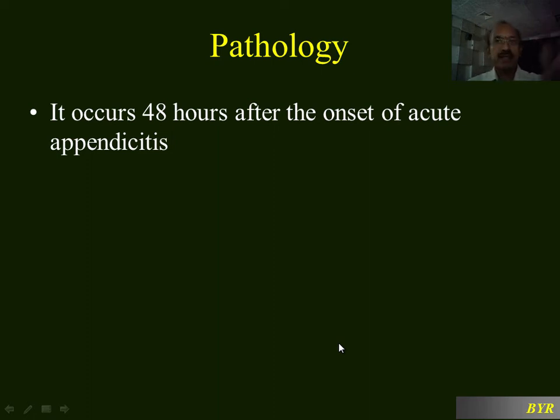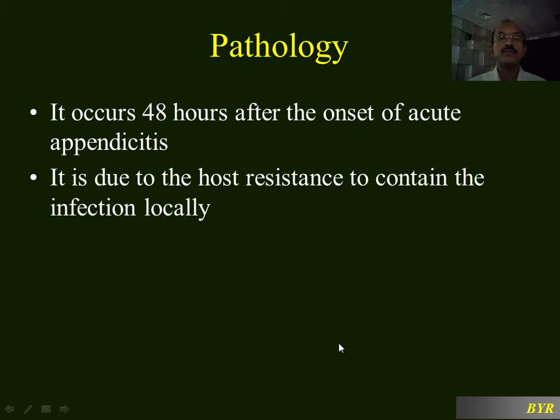It is localized. There is wrapped up omentum and adherent bowels all around the inflamed appendix. That is why, even though it perforates within the mass and the pus forms within the mass, there will not be the fear of spreading peritonitis. That is why you can go ahead with conservative management. It is due to host resistance to contain the infection locally.